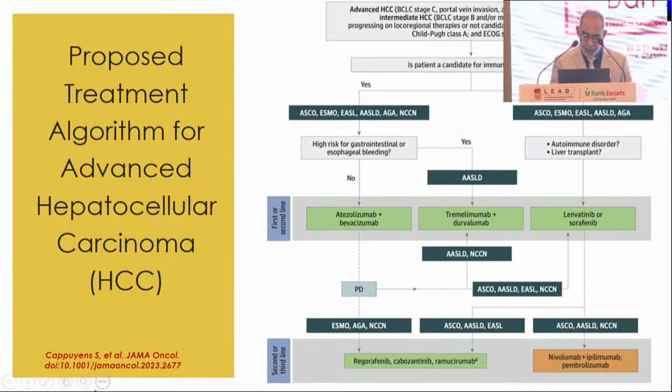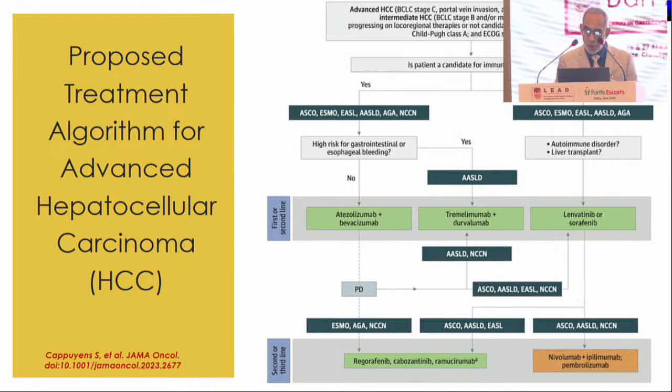The JAMA Oncology study has actually summarized what all the guidelines say. These are the standard advanced HCC with various patterns and extent of involvement, Child-Pugh A, and in some cases extending to Child-Pugh B as well, with good performance status, where systemic therapies can be used. So is the patient a candidate for immunotherapy? Contraindications would be those who have autoimmune disorders or those who are allergic or intolerant to these medicines.